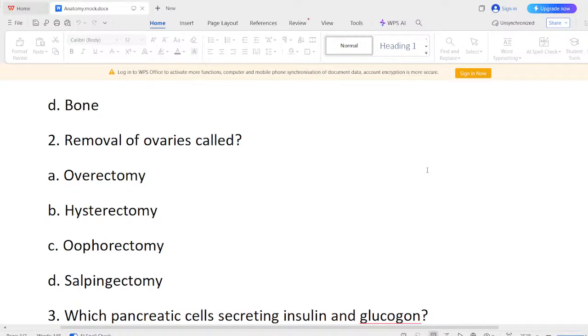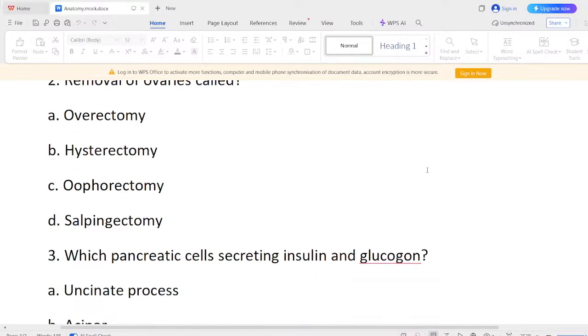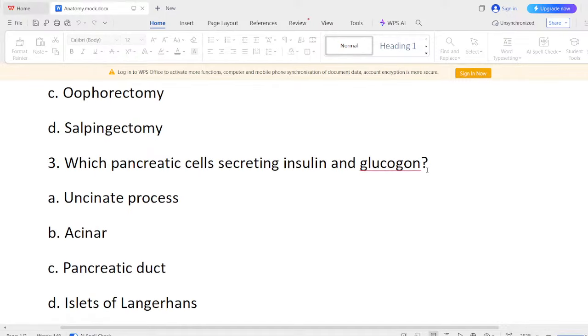Abida, correct answer. Venu, correct answer. Well done, my dear students. Okay, oophorectomy. Removal of ovaries means oophorectomy. Already we discussed it 1,000 times.